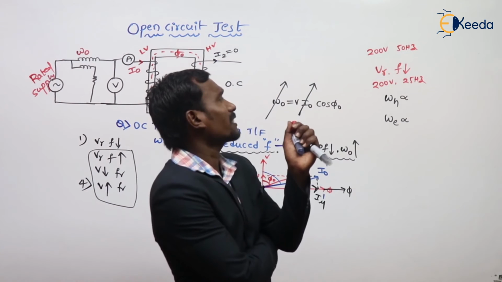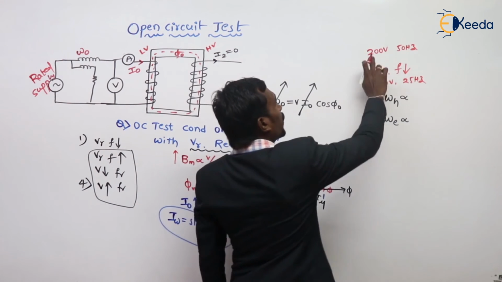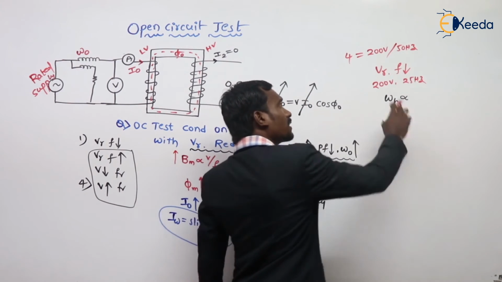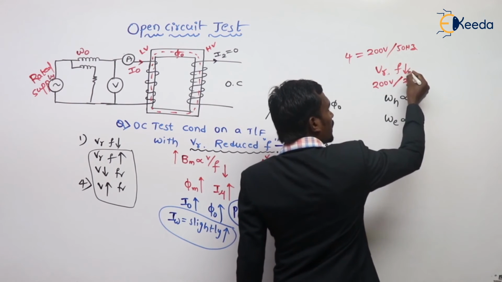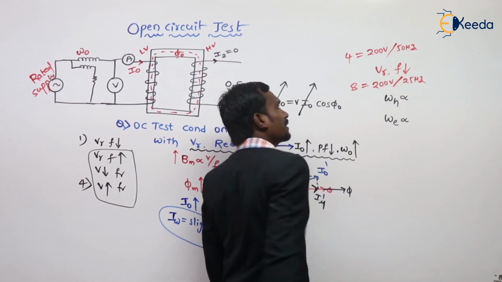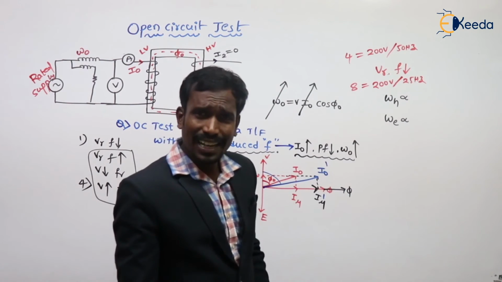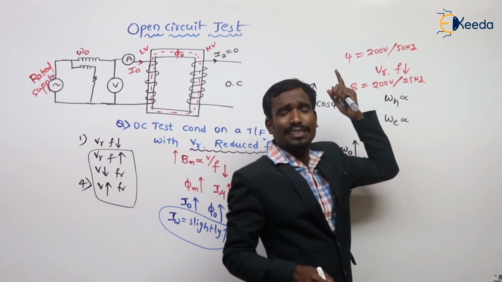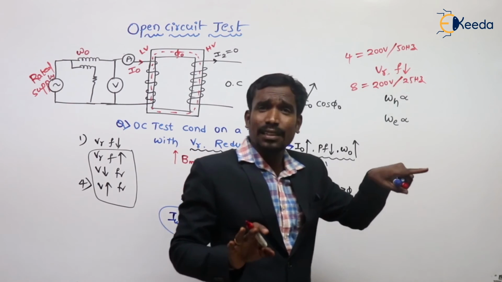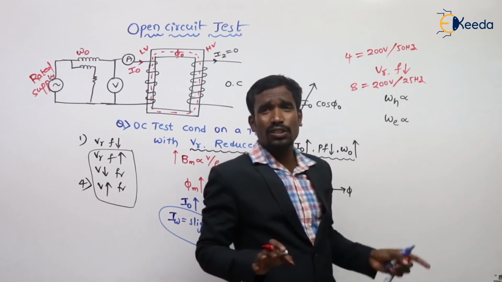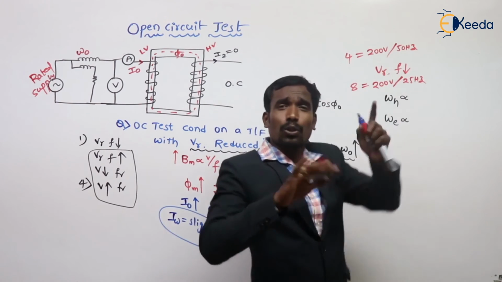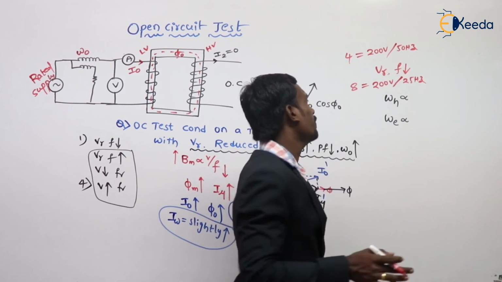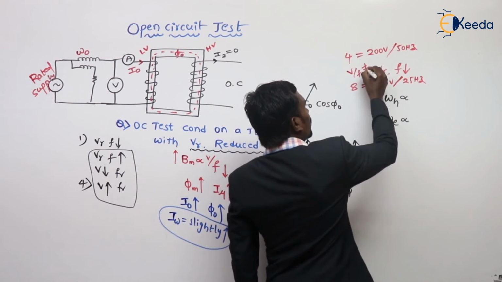Is this V by F constant or not? First V by F is equal to 4. Next, after the change, rated voltage, reduced frequency, now V by F is 8. Is V by F constant? No sir, V by F is not constant because voltage is constant but frequency is reduced. If both are constant, okay, no problem. If both are reduced, no problem. If both are increased, no problem. But one is constant, one is reduced. This is not constant. V by F not constant.